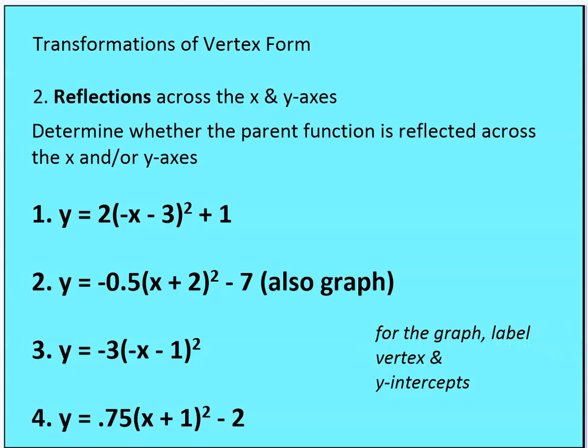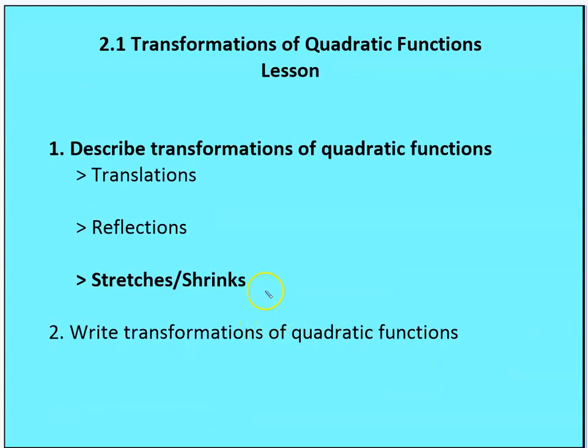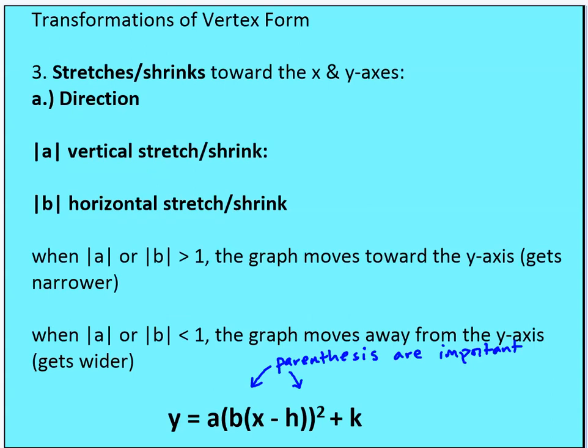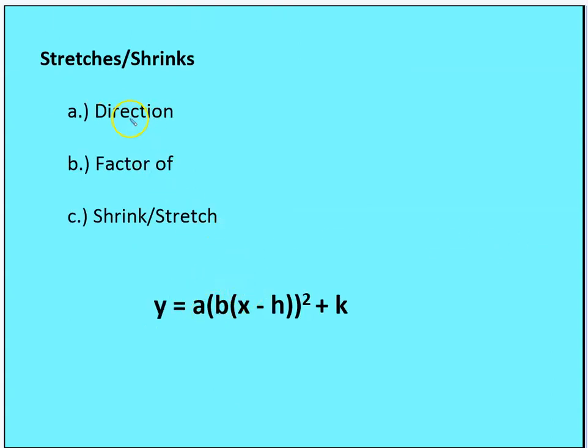All right. Now we're going to talk about stretches and shrinks. I'm going to introduce a new form to you, so I'm going to expand this out a little bit, and we're going to talk about the value for b, and this is going to help us identify stretches and shrinks a little more clearly. So just keep this in mind. We want direction, factor of stretch, and then the shrink and stretch itself. Those three items we want to consider.